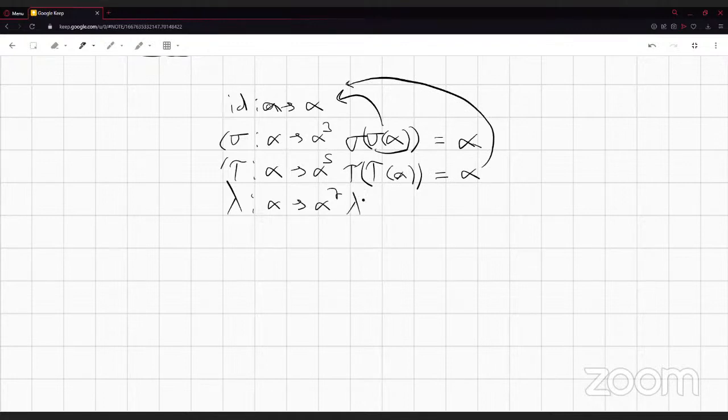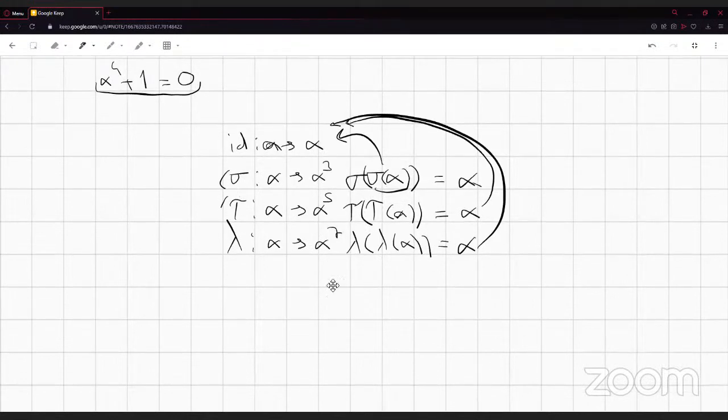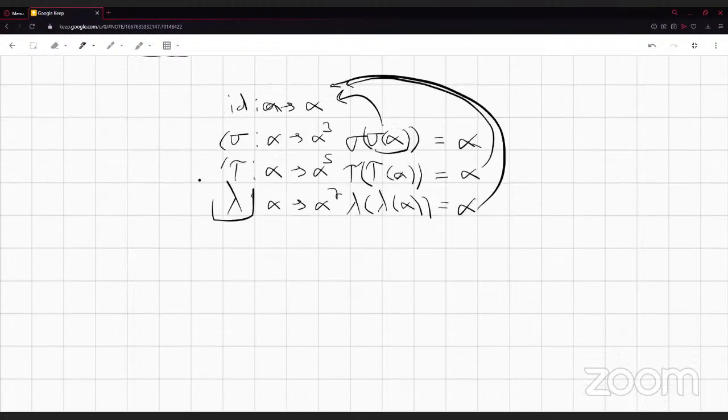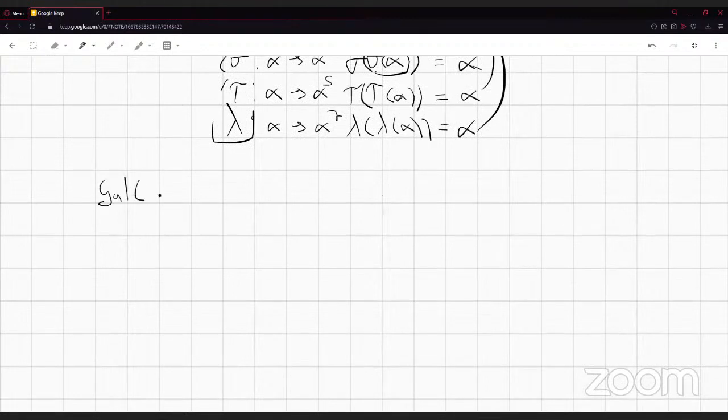And if we apply lambda to itself, we can notice that this is also equal to alpha. That means that the automorphisms of this polynomial form a group, which we will call the Galois group of this polynomial. We denote the Galois group of a polynomial as Gal(p(x)), and this will be equal to identity, sigma, tau, and lambda. Each element has its own inverse, and it is a closed set. And this is the literal definition of a group. So the automorphisms of a polynomial form a group.